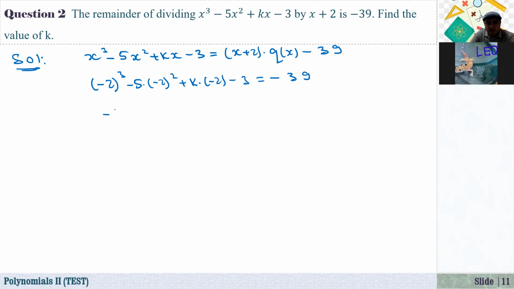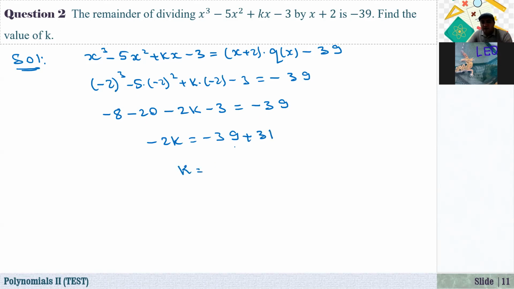Now negative 2 cubed is negative 8. And negative 5 times 4, that is negative 20. And here we have negative 2k minus 3 is equal to negative 39. Well, what is 2k? 2k is equal to negative 39 minus 8 minus 20, that is minus 28, minus 31. Take it to the right-hand side, it is plus 31. So k is equal to negative 39 plus 31, that is negative 8 over negative 2, which is equal to 4. So the value of k is 4.